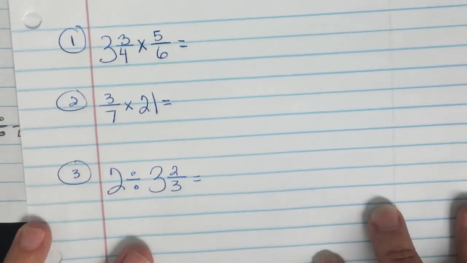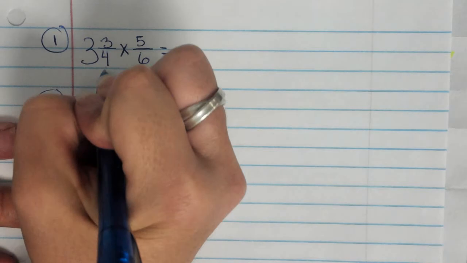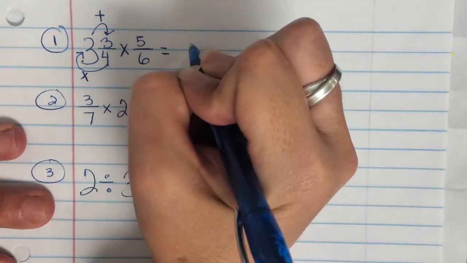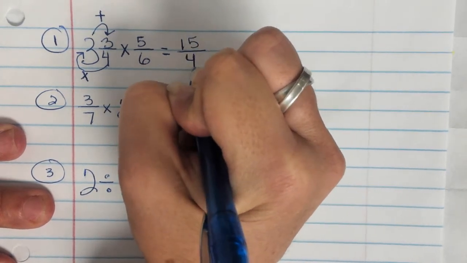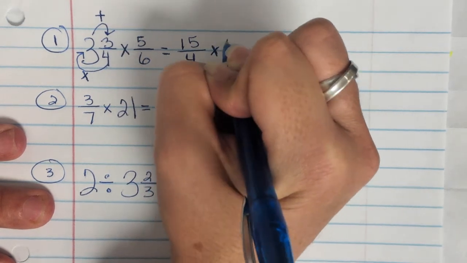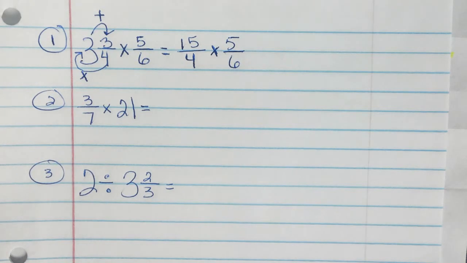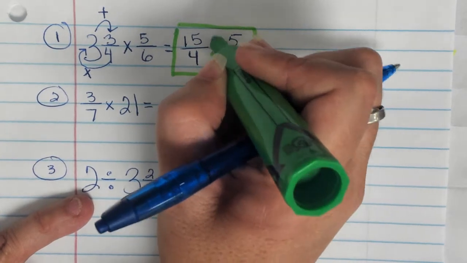Okay, so starting out with the first three. Here I go. Slow down. So starting out, just in case you've forgotten, you're going to multiply 4 times 3 is 12, and add in the 3. So 15 over 4. Okay, times 5, 6. Now, I'm in that magic box where I can cross-simplify. Remember, with multiply, we don't flip anything.